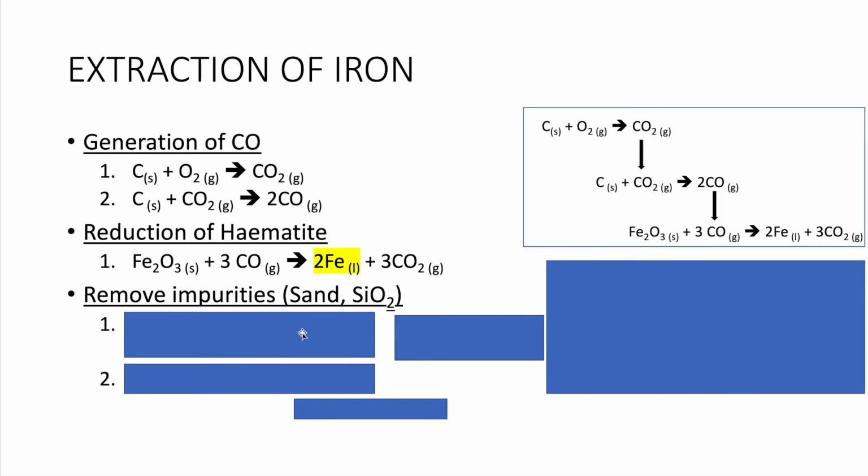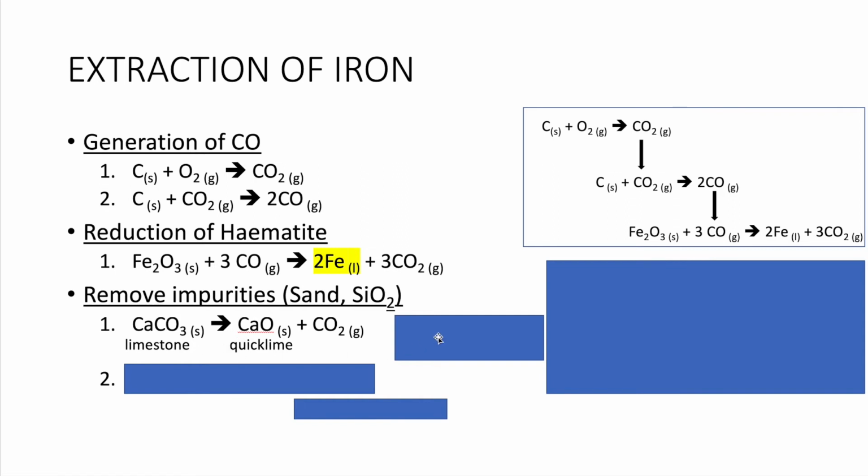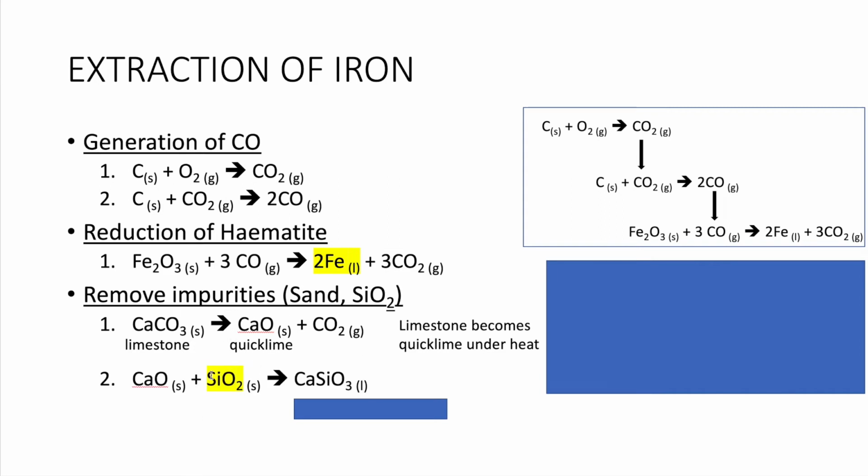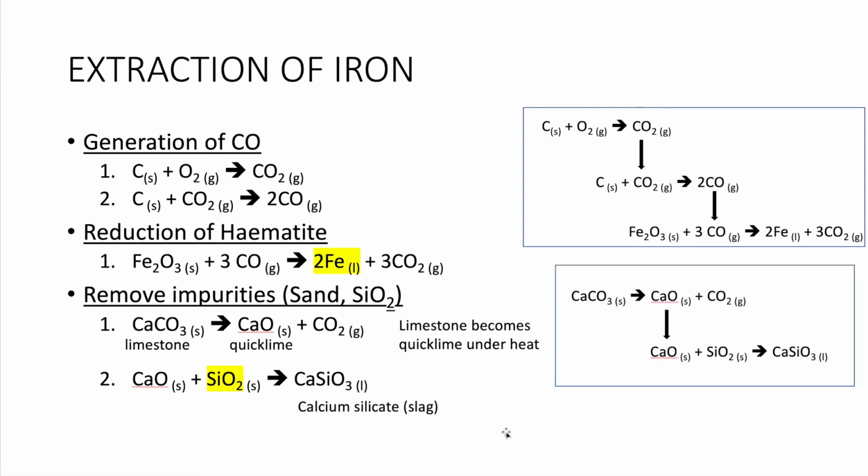And limestone, calcium carbonate, is also added because through heat, carbonates will decompose, producing carbon dioxide and its oxide. So calcium oxide is used to react with the silicon dioxide, which is sand, the impurities, to get your calcium silicate, which is your slag. So slag is the less dense one. It will be the one floating on top, and your molten iron will be the one below. So it is important to remember all these 5 equations.